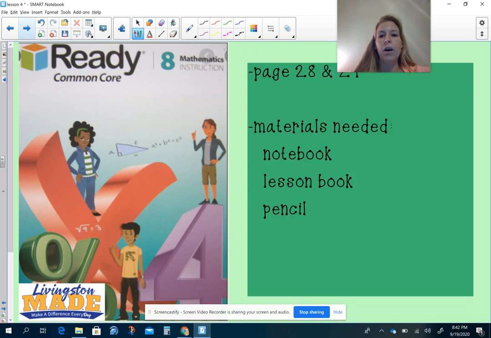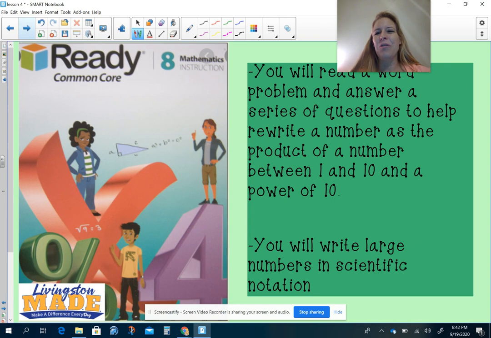And so what I need you to get out today is I need to make sure you have your notebook, your lesson book, a pencil, and in your lesson book, we're going to start on page 28 and 29. So what we're going to do today is we're going to read a bunch of questions. We're going to rewrite these really big numbers differently. And we're going to learn what scientific notation is all about.